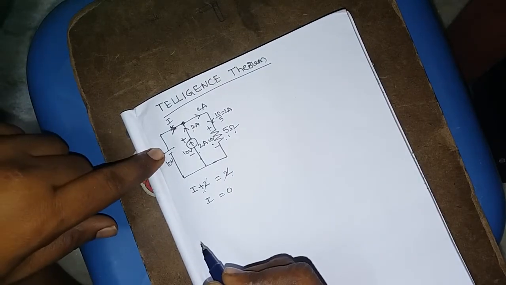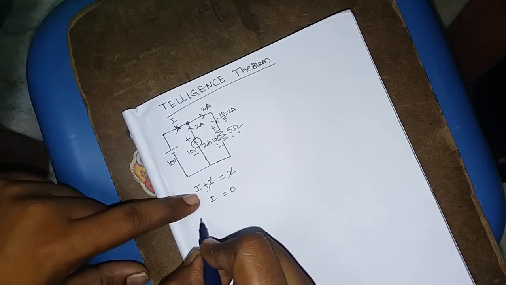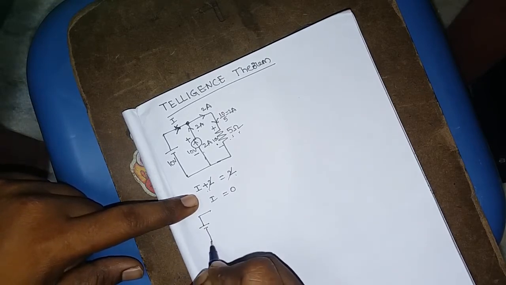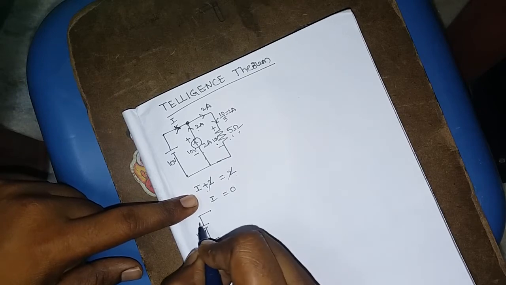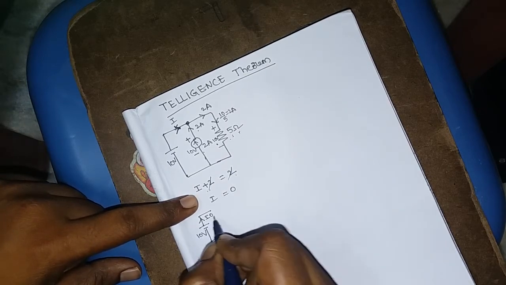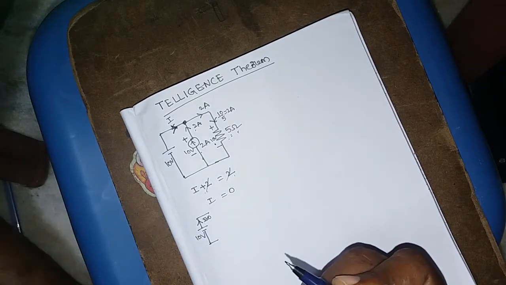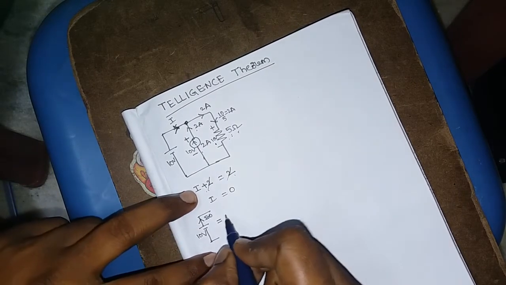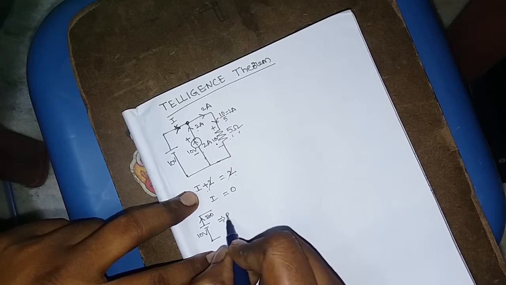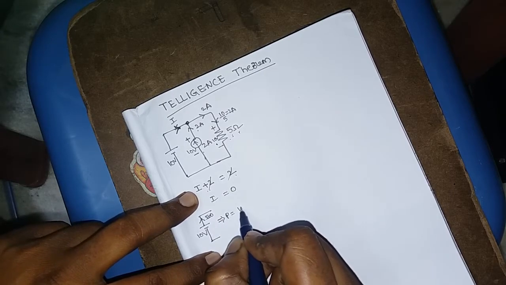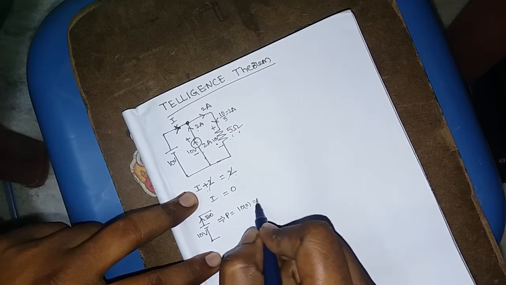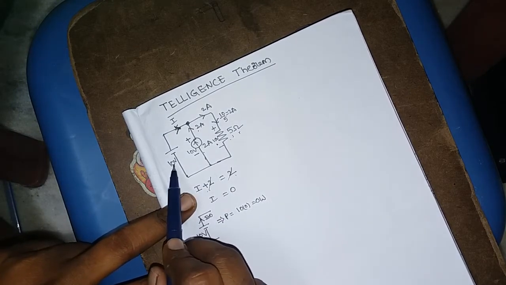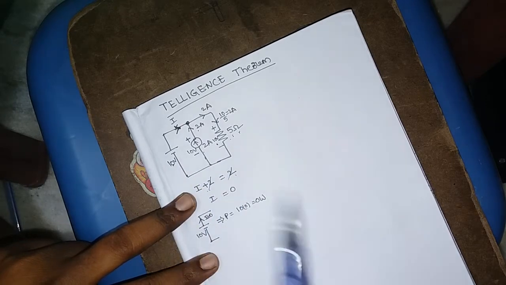Now how much power is delivered by the voltage source? This is the voltage source, 10 volts, and here current I is equal to 0. If current I is equal to 0, then how much power? P is equal to VI, so that is 10 into 0. This is 0 watts. So in this circuit the voltage source delivers 0 power.